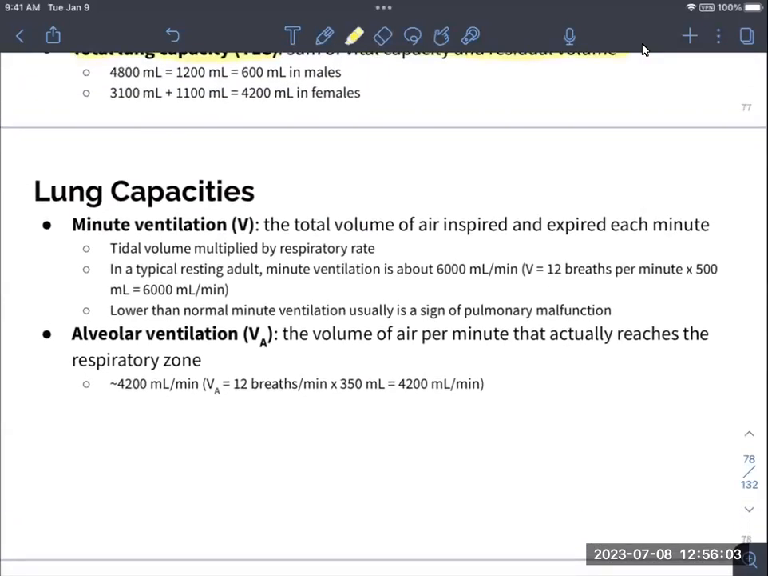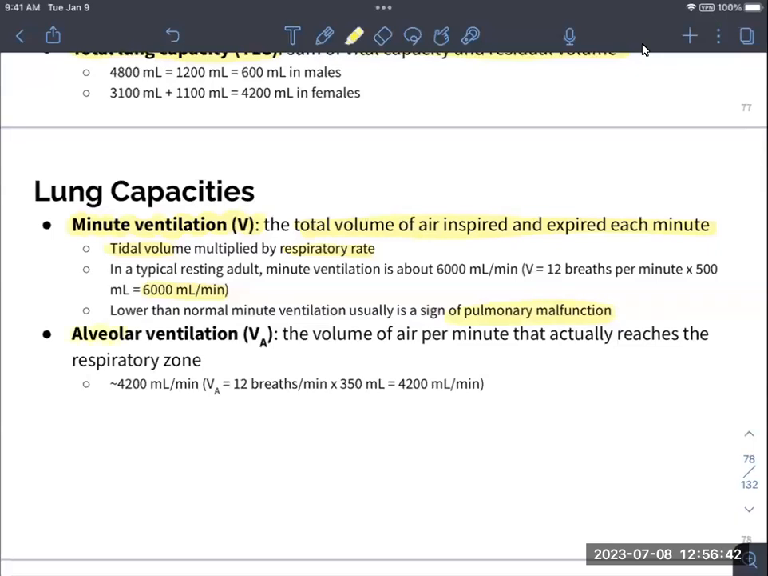So some of the things that we may be measured is minute ventilation. So that total volume of air that we can breathe in and out each minute. So we take that tidal volume and we multiply it by that respiratory rate. 500 milliliters of air breathing in every breath times 12 breaths is about 6,000 milliliters of air per minute. If it's less than that, there's usually some kind of pulmonary malfunction.